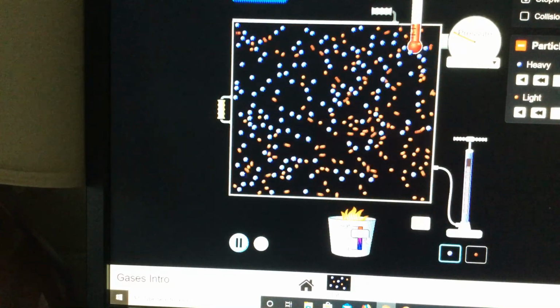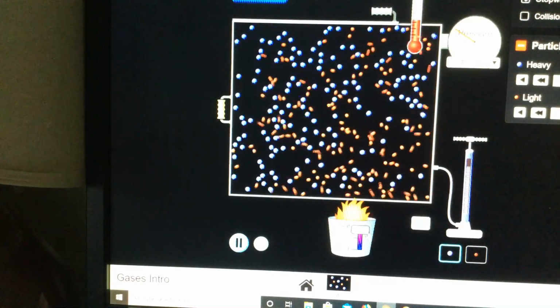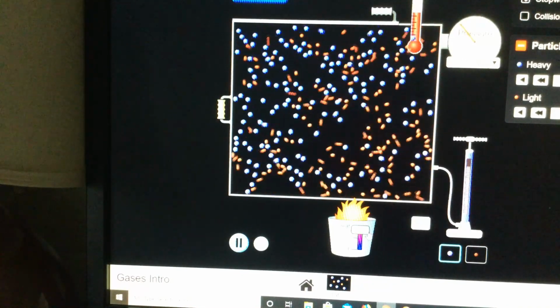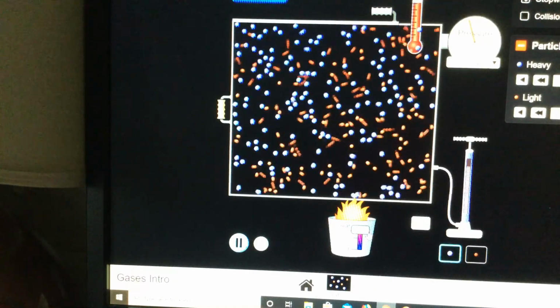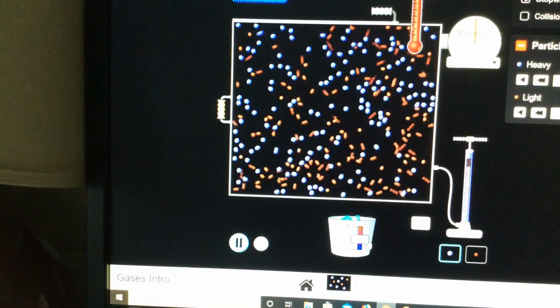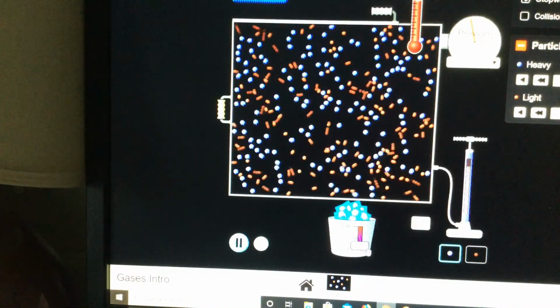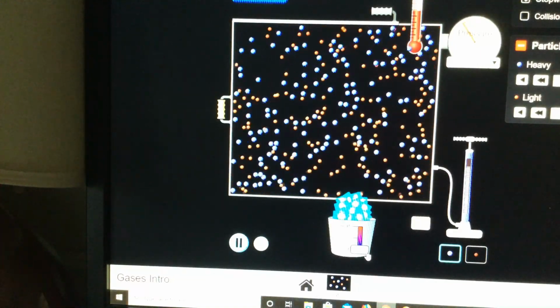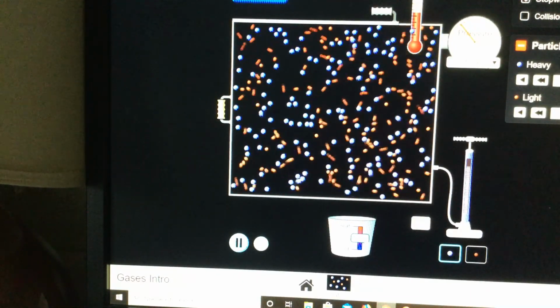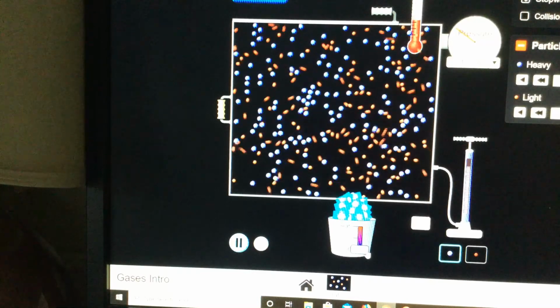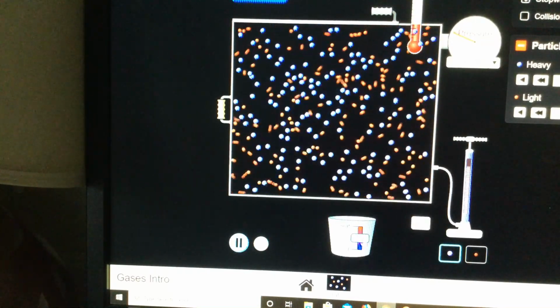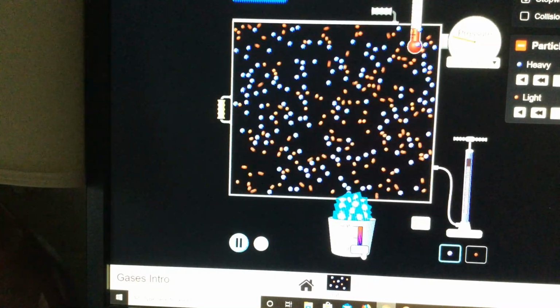Do they increase or decrease in speed? So they're increasing in speed, increasing in kinetic energy. If I lower the temperature on the simulation, we have ice cubes popping out. That is really cute. What happens to the speed? I have to hold that down. I can't let it go, it bounces to normal. If I hold that down, the particles slow down.